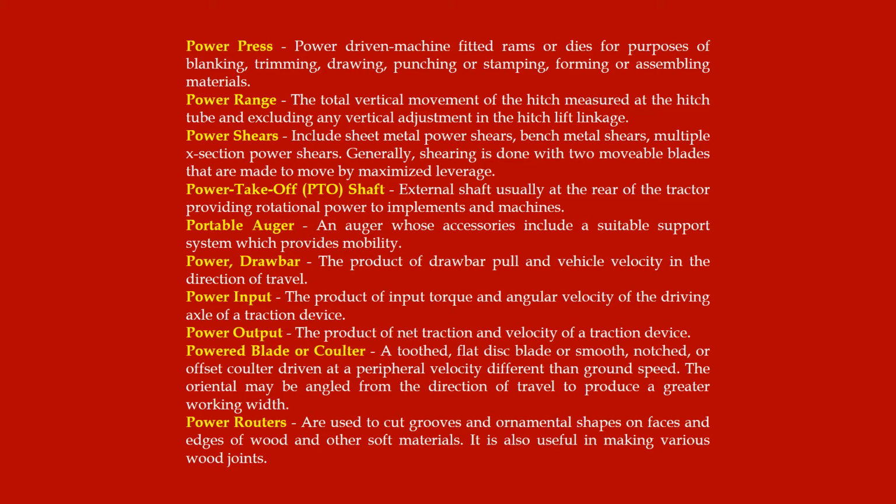Portable auger, an auger whose accessories include a suitable support system which provides mobility. Drawbar power, the product of drawbar pull and vehicle velocity in the direction of travel. Power input, the product of input torque and angular velocity of the driving axle of a traction device. Power output, the product of net traction and velocity of a traction device.